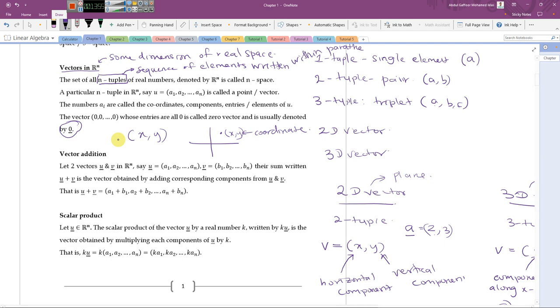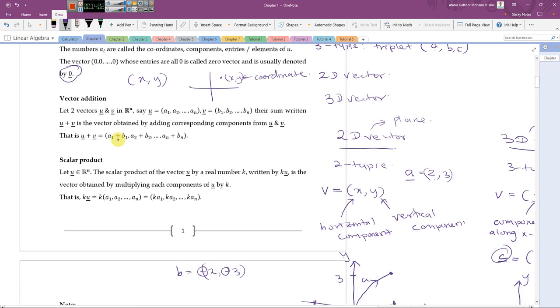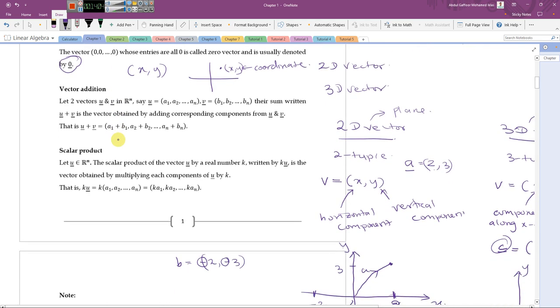Now we will see how we can add two or more vectors together, right? Let me create some space here.